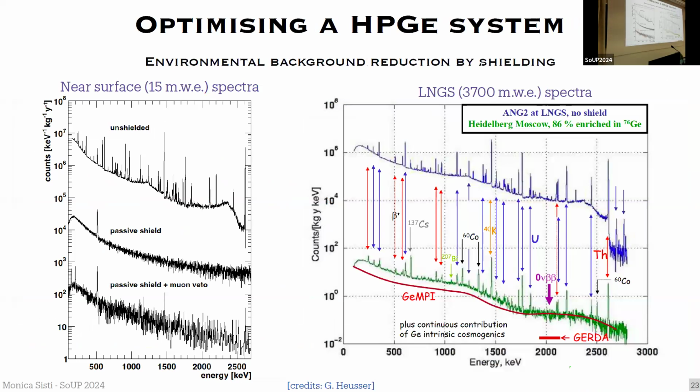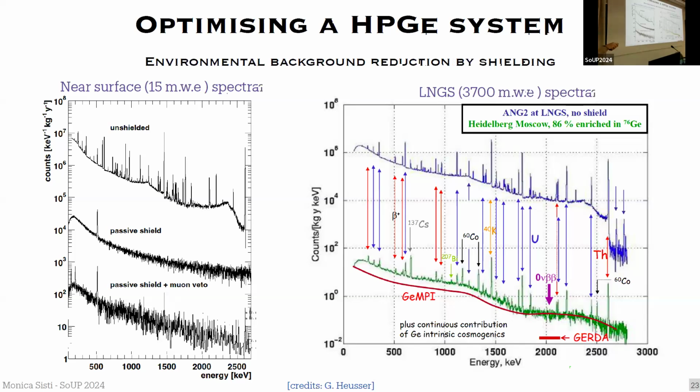So here are some spectra to show what we said until now. This is a shallow lab, only 15 meters of water equivalent. This is a spectrum without passive shielding, this is a spectrum with passive shielding, and this is passive shielding plus muon veto. You can see how the count rate reduces as you improve the shielding of your detector.